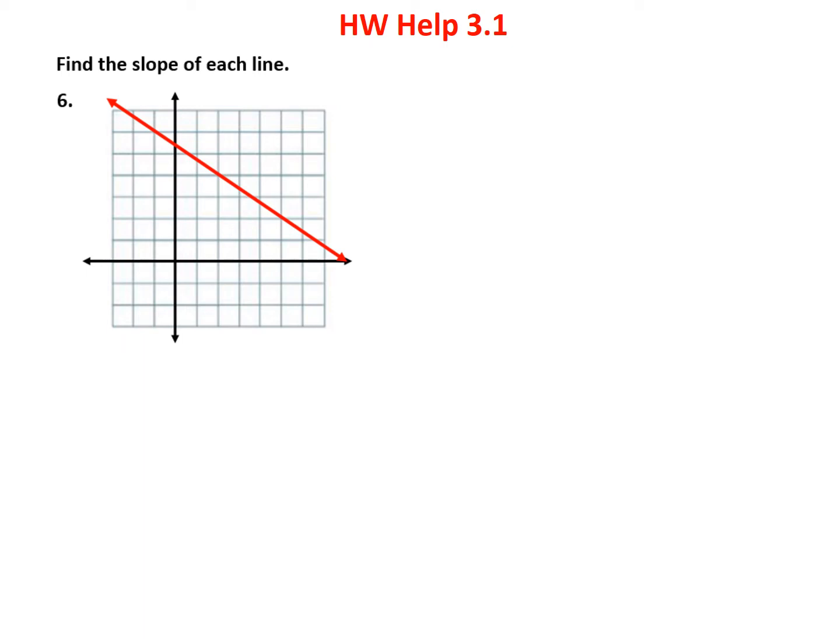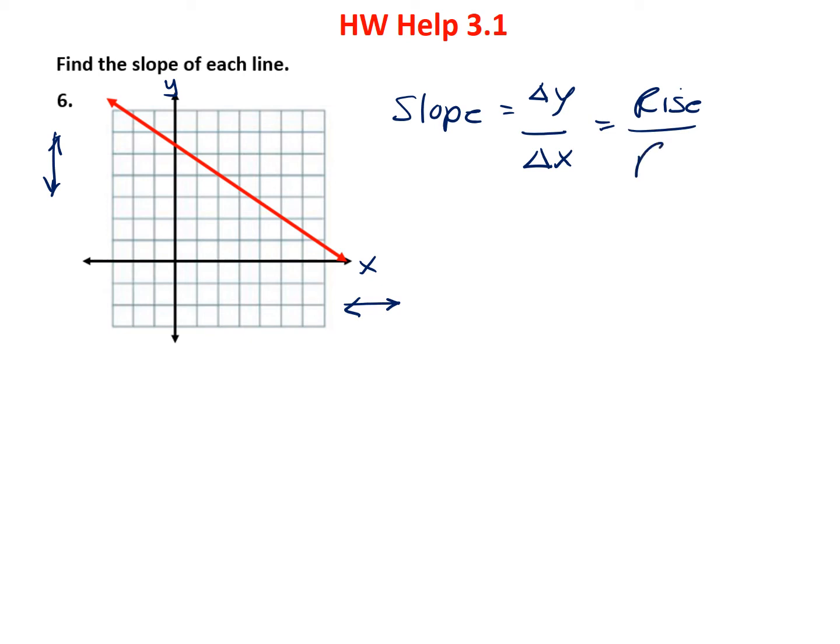Again, for number 6, we're finding the slope. And again, slope is the change in y. Y is my up and down part. How much does it change going up or down? Over the change of x. And this is x going this direction. We sometimes call that the rise, because y goes up and down, over the run, and run is horizontal.